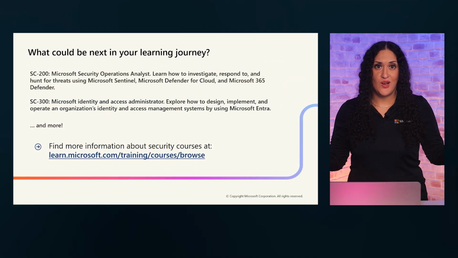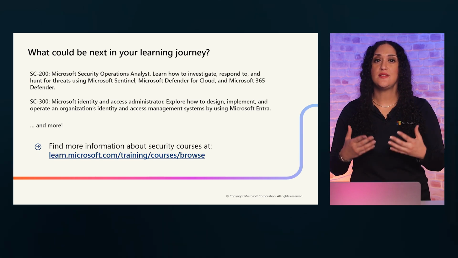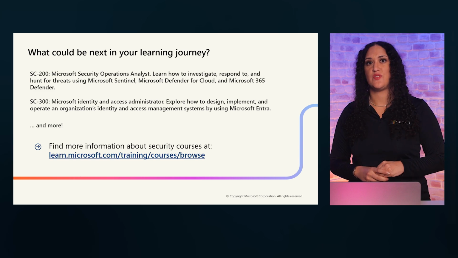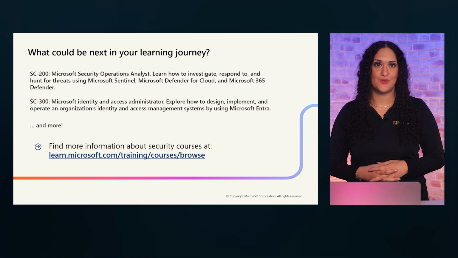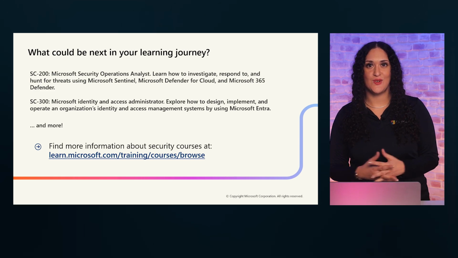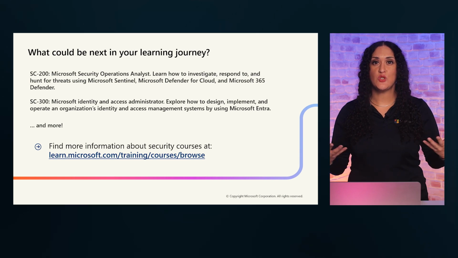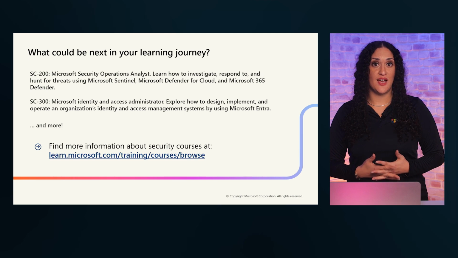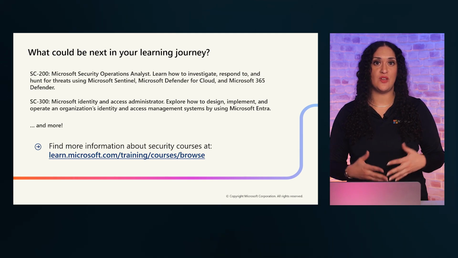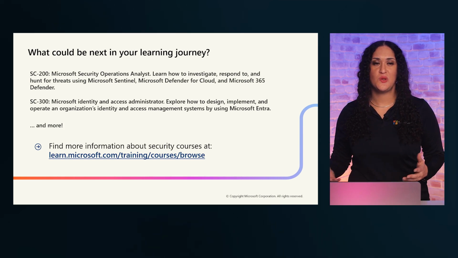And if you're wondering what could be next in your learning journey, now that you have mastered the basics, you can look into deeper role-based certifications, depending on interests and/or career goals. One option is the SC-200, Microsoft Security Operations Analyst, which is ideal for those interested in defending organizations against threats. This course applies foundational security knowledge to investigate alerts, respond to incidents, and hunt for risks using tools like Microsoft Sentinel and Microsoft Defender.